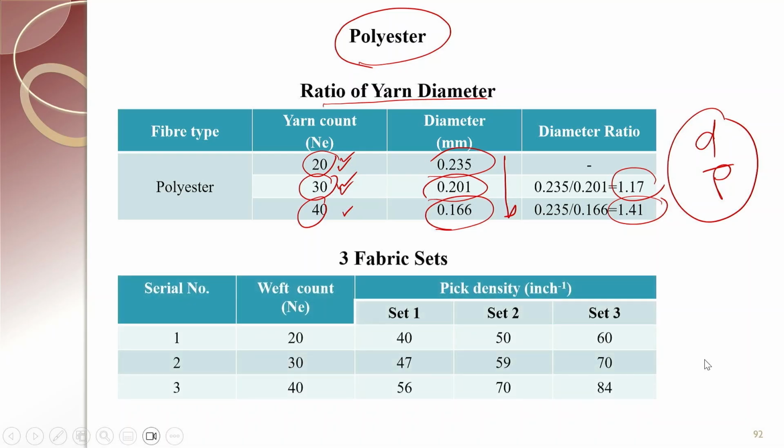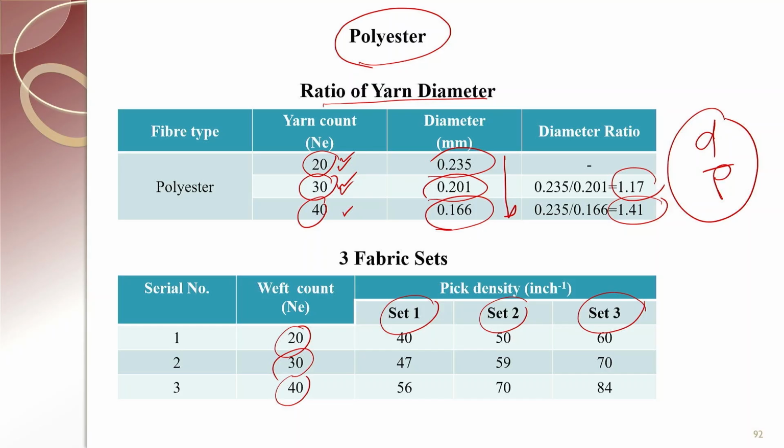Now, try to see here. Here weft count 20, 30, 40 and set 1, set 2, set 3, we want to get a particular cover factor. So, set 1 is a loose structure with less cover factor, set 2 has a little bit more cover factor and set 3 has a little bit higher cover factor.